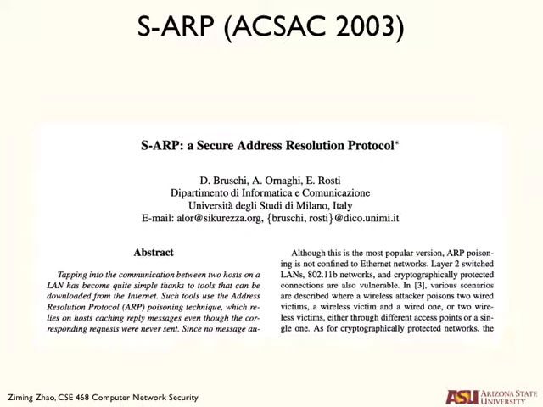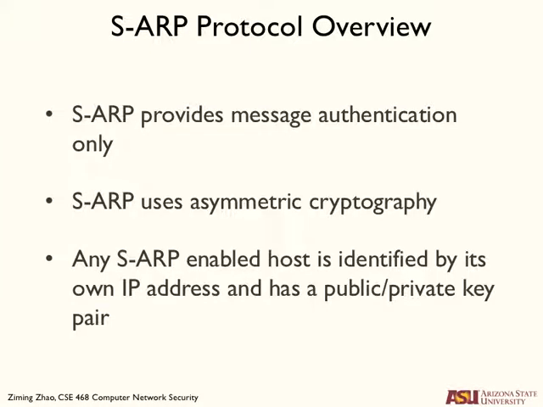This paper was published 10 years ago, in 2003, and this protocol is not standardized because there are a lot of loopholes. They proposed a protocol called Secure ARP, S-ARP. So how does it work? Basically, they want to use asymmetric crypto, public key crypto, to provide message authentication. They don't want to do encryption because there is no need to maintain confidentiality of the ARP message.